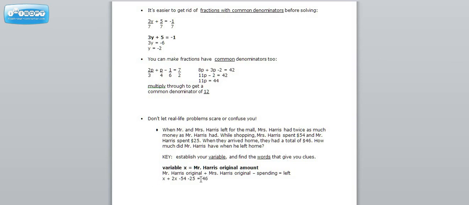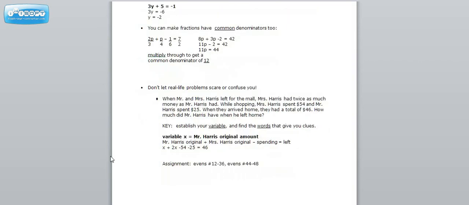So now look, I've got an equation just like I started with up at the top of this lesson. I need to gather up these like terms, do your order of operations backwards, and solve for your X. Take time to finish that, and then start your assignment. Don't forget to finish this. Solve through this problem, and I want you to solve for what Mr. Harris had originally, and then start your assignment, which is evens 12 through 36 and evens 44 through 48.